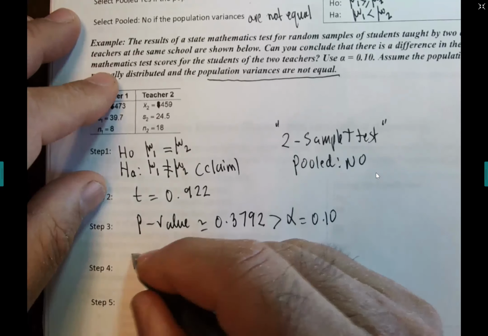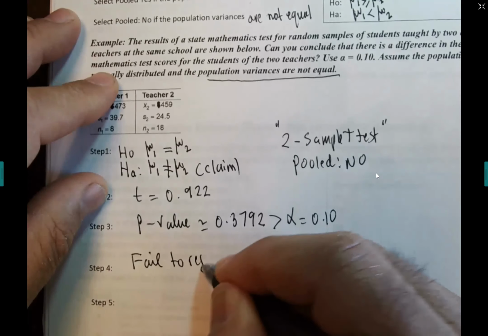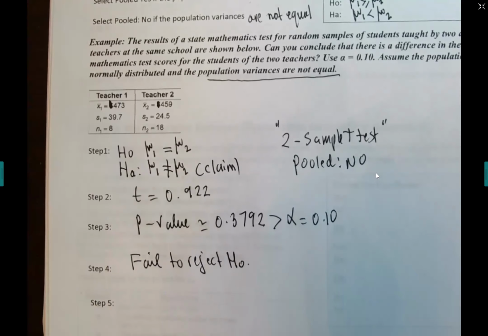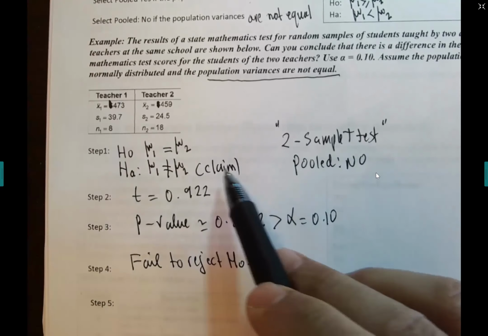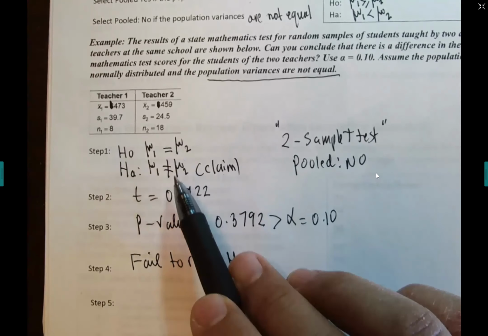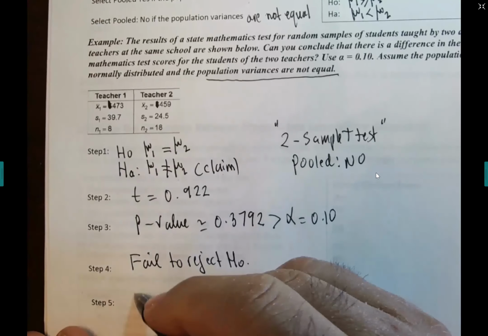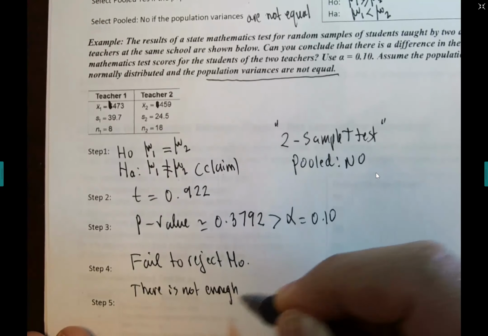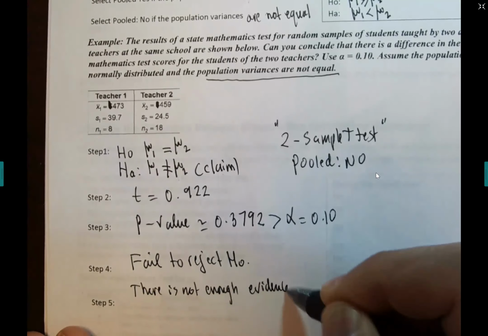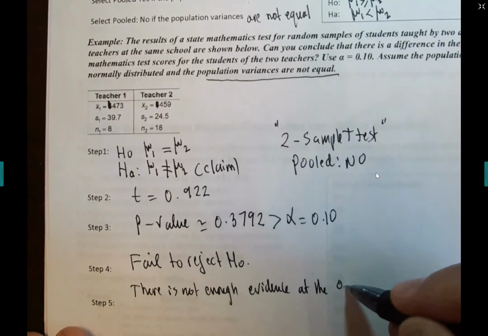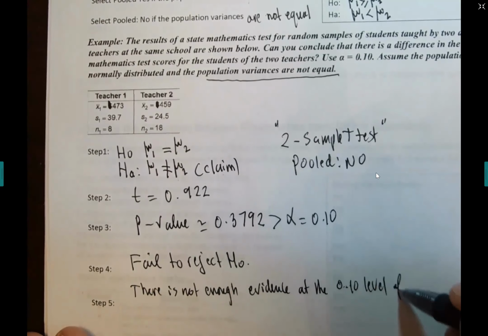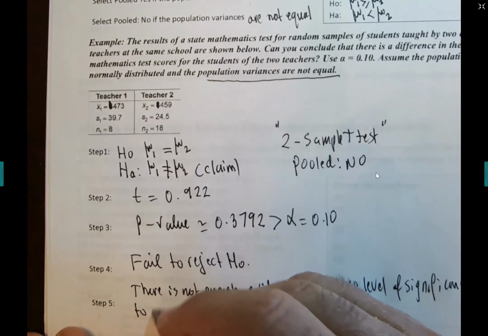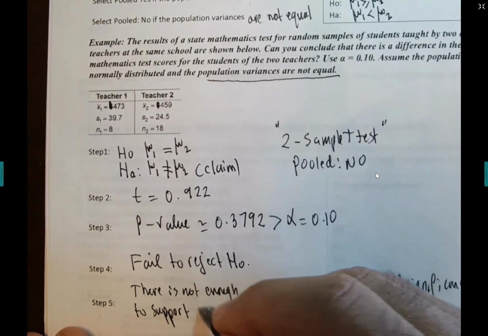Fail to reject null hypothesis. And conclusion, my claim is here. If you cannot reject H0, guys, you cannot support the claim, period. So there is not enough evidence at the 0.10 level of significance to support, we're saying we cannot support the claim.